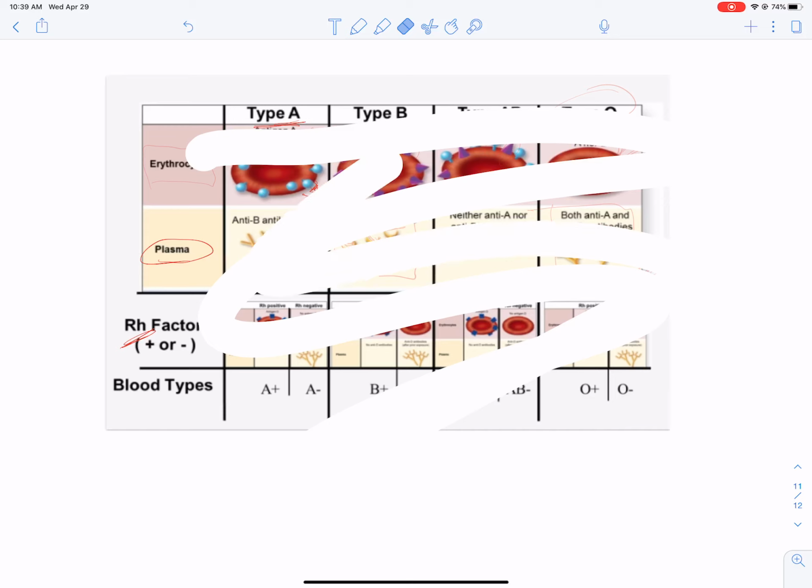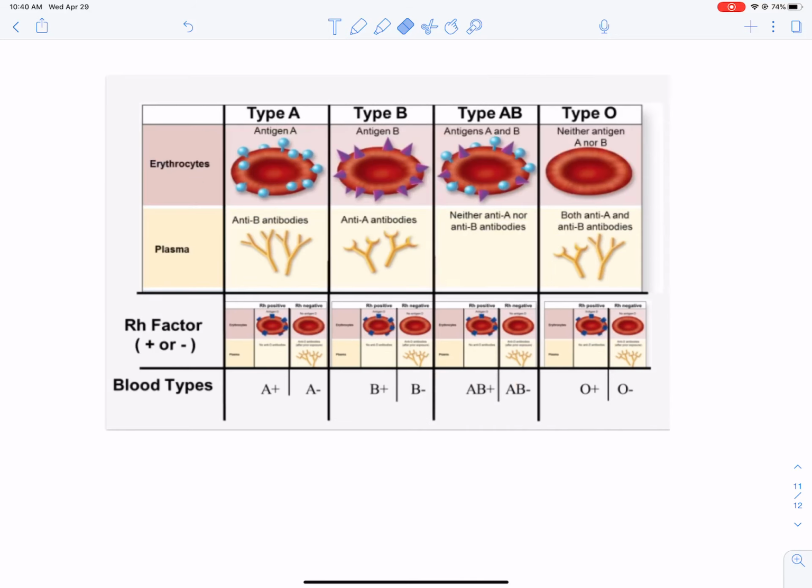Okay, if I take a look at someone with type B, again, obviously they can give to type B people, but they would have to avoid this because these would cause it to stick to this and cluster and agglutinate. So type B cannot give to type A. It could give to type AB. Okay, so it could give to B and AB.